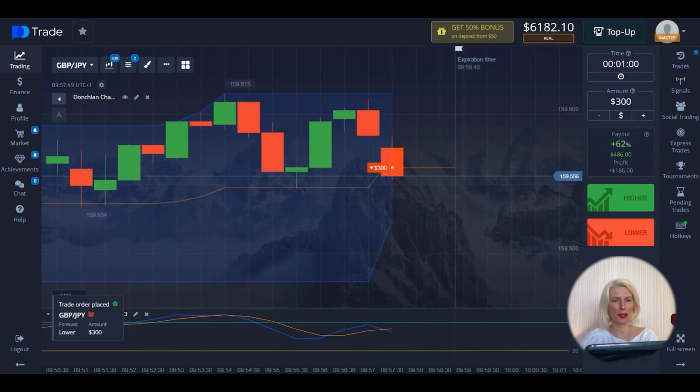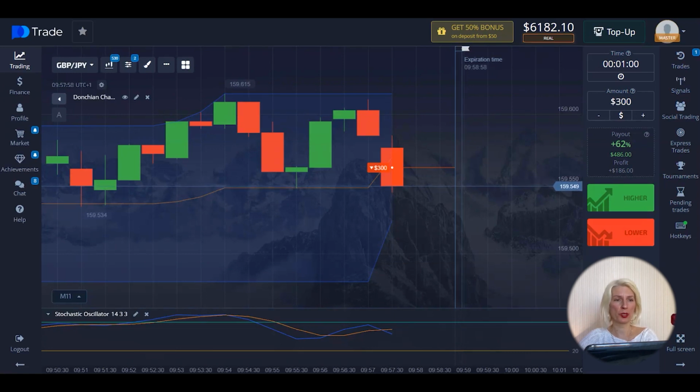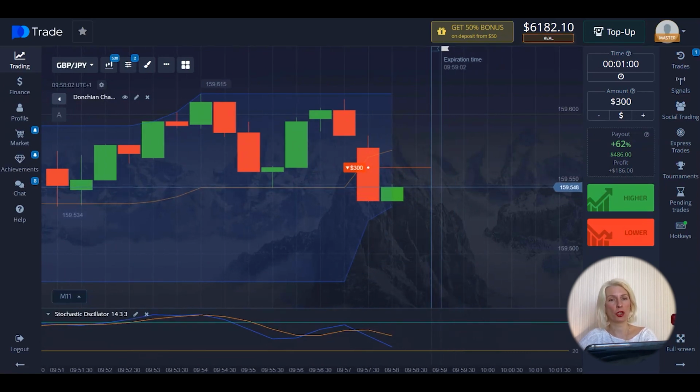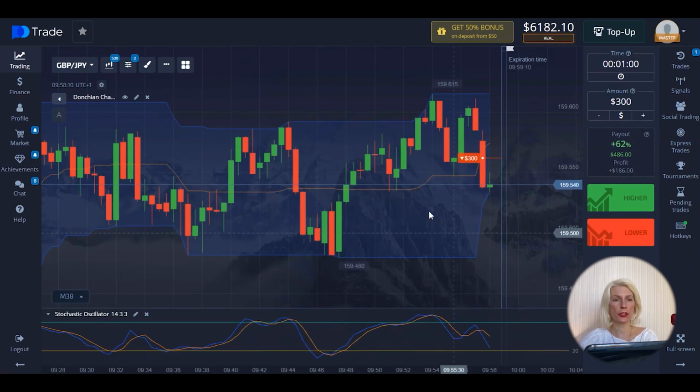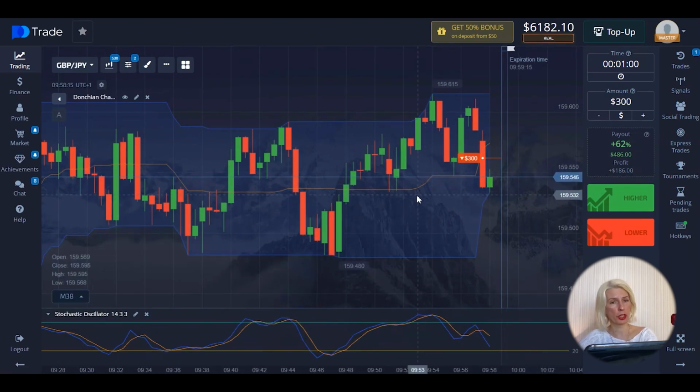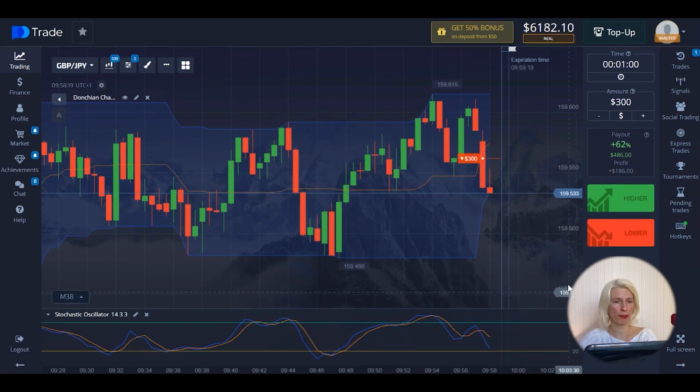I open a new down trade. The decision is based on the strong down movement of the price, which has broken through the middle line of the downtrend indicator. The stochastic also signals a downtrend, and this encourages me to make a decision quickly.